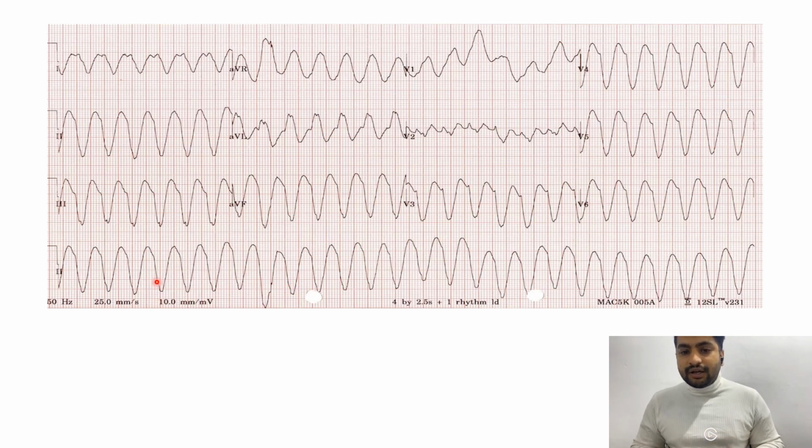So what is monomorphic? You can see that all these waves are of the same amplitude or the same morphology. So these are our monomorphic VT.